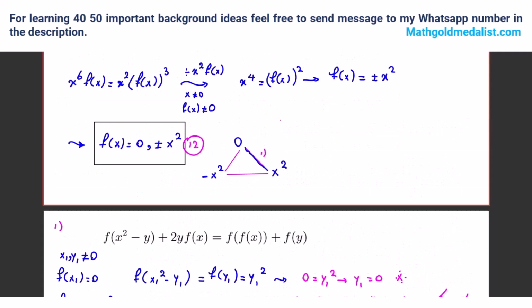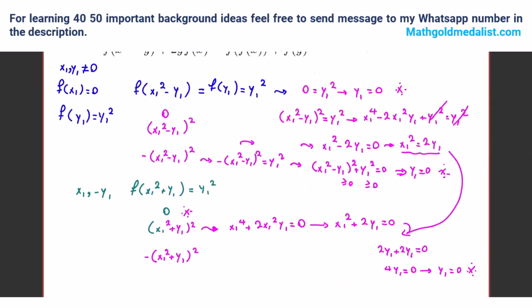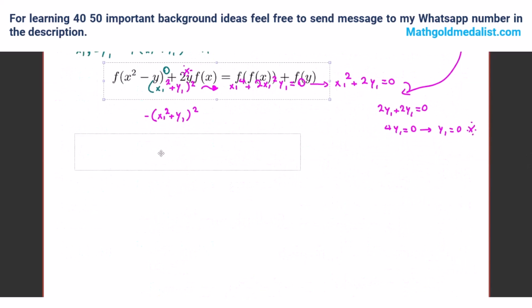Okay, so case 1 is not possible. We've reached contradiction for case 1. Now let's consider case 2. 0, negative x2. Again, by a similar approach, we can reach contradiction. Okay, let me write case 2.